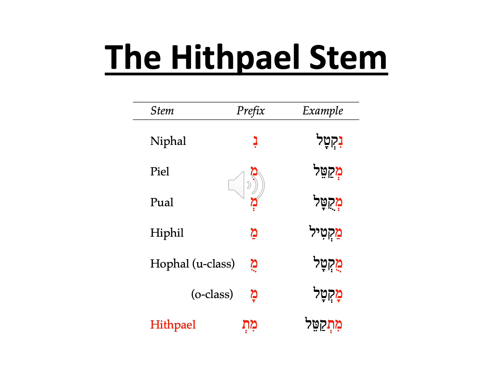Here then is our complete list of participle preformatives. Nun in the nifal, mem with a vocal shva in the pi'el and pual, mem with a patak in the hifil, mem with a kibbutz in the hofal, or with a kametz hatuf, and mit, mem with a hirik followed by tav and a silent shva in the Hithpael.